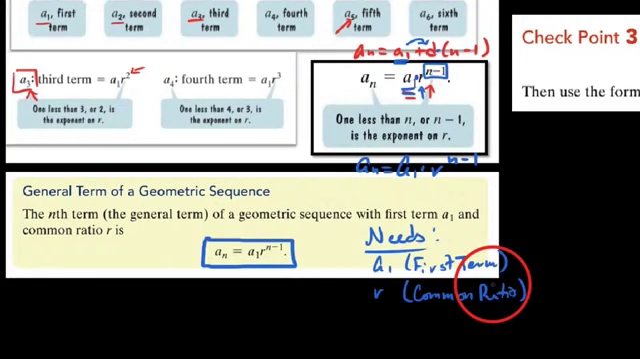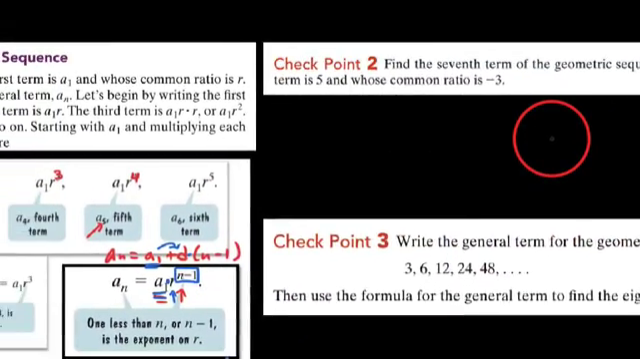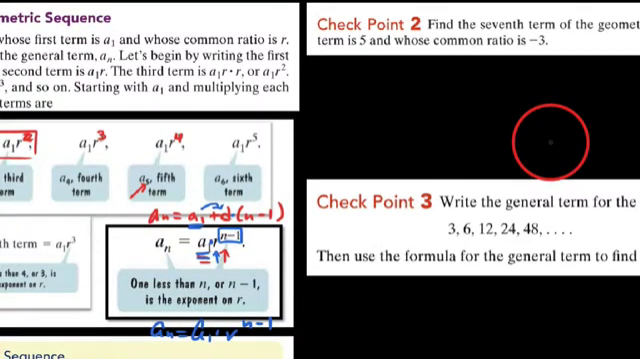If we know these things, we can just plug them in and we would have the rule. So let's go ahead and write the rule for these two things. Starting with checkpoint 2, it says: find the seventh term of the geometric sequence whose first term is 5 and whose common ratio is -3. Because we know the first term is 5, I'm just going to write this out. And our common ratio is -3.